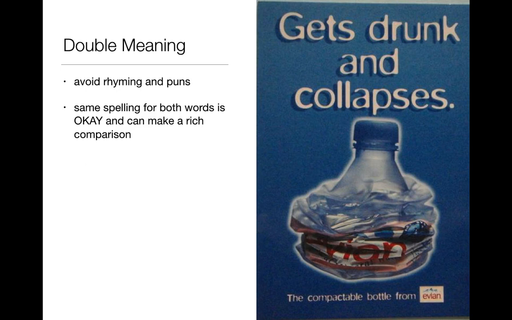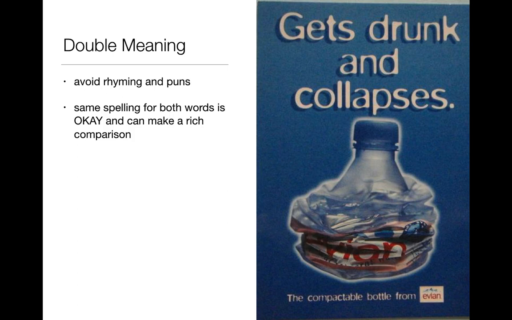So here we have an Evian water bottle, and they were trying to talk about it being a compactable bottle. And it says, get drunk and collapses. Now, obviously, we think about someone drinking alcohol and then falling down, but here they use that same sort of notion to show you that our water bottles, you can drink it down and then squish it down.